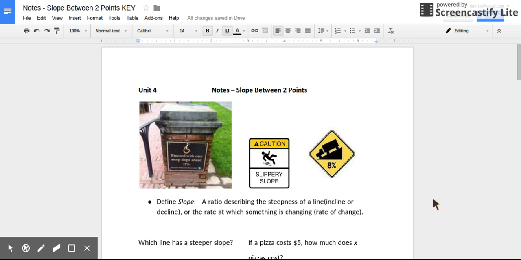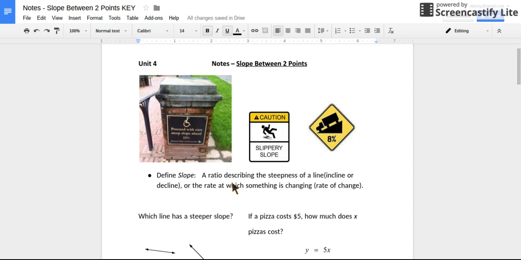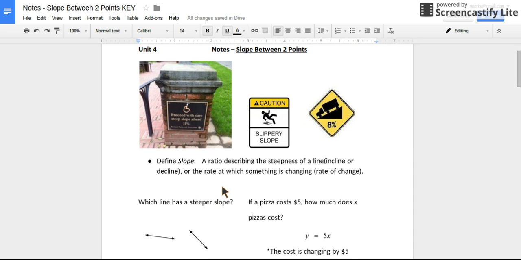In this video, I'm going to be explaining what slope is and then how to find the slope between 2 points. Let's define slope first. Slope is a ratio. It's comparing two things. And that ratio is describing the steepness of a line, so whether it has an incline or a decline. And that ratio is going to describe the steepness of it or the slant of it.